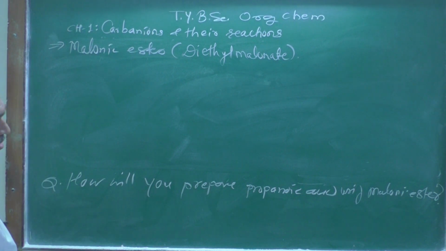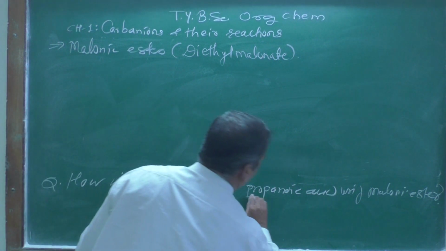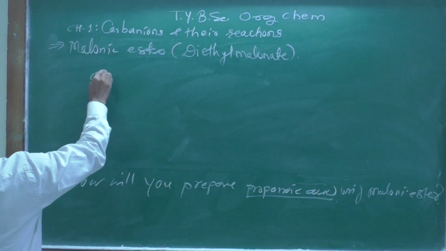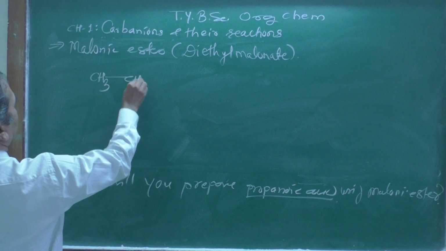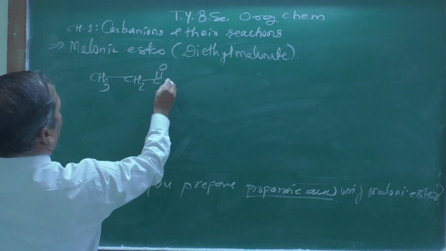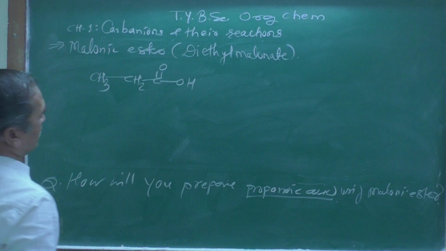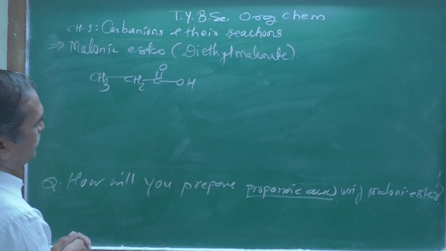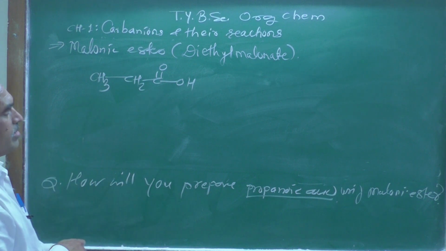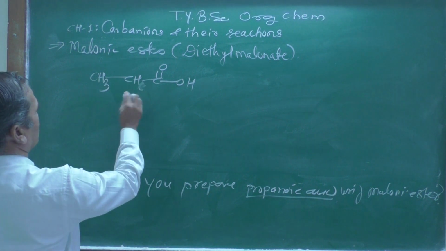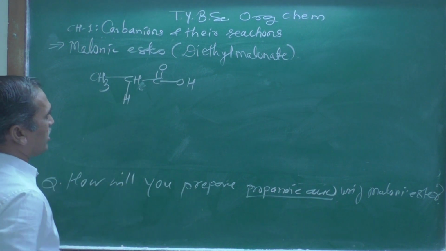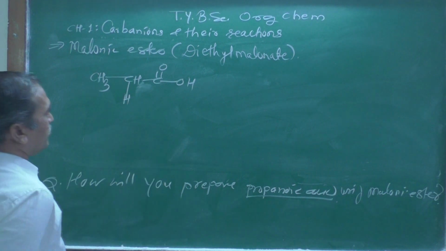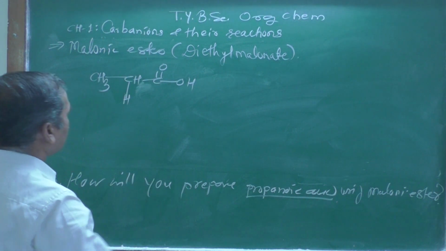What would be the structure of propanoic acid? Let us first draw the structure of propanoic acid here: CH3, then CH2, C double bond O, and then OH, right? And if you analyze this compound by observing it clearly, what do you see? I am writing one of the hydrogen atoms over here so that you can understand the meaning of this.